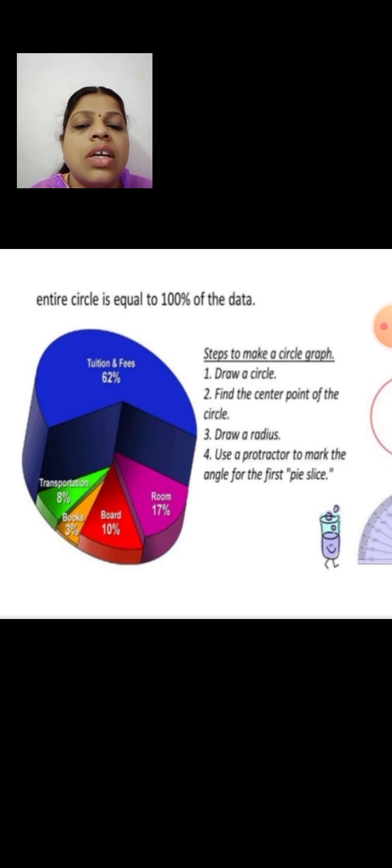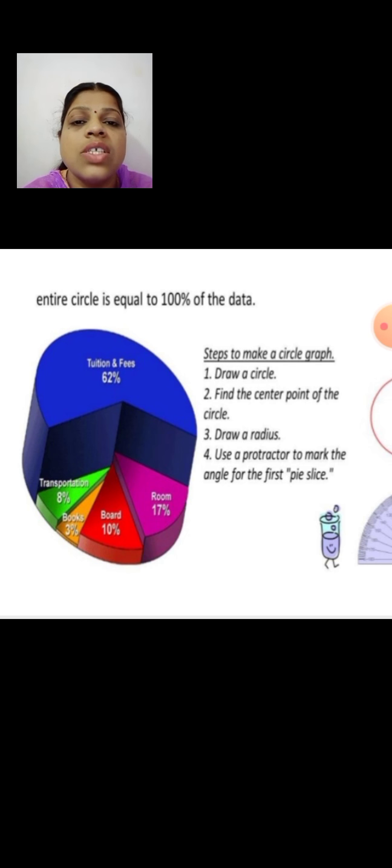So here the steps are given to make a circle graph. That is, here are the few steps to construct the, which one? Yes, the sector diagram. In this diagram we can see the various values converted into various percentages. So the first step is we have to draw a circle.